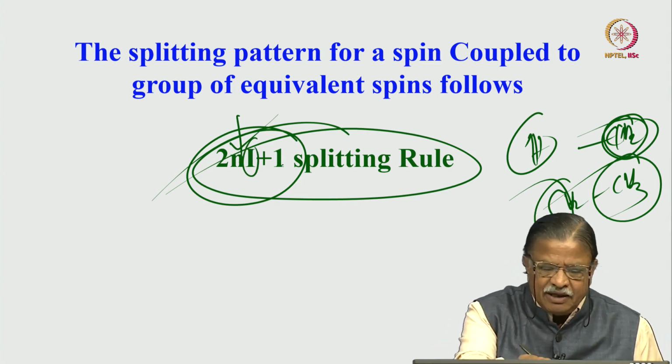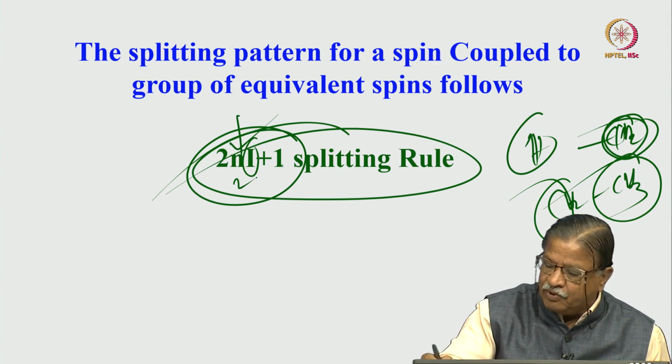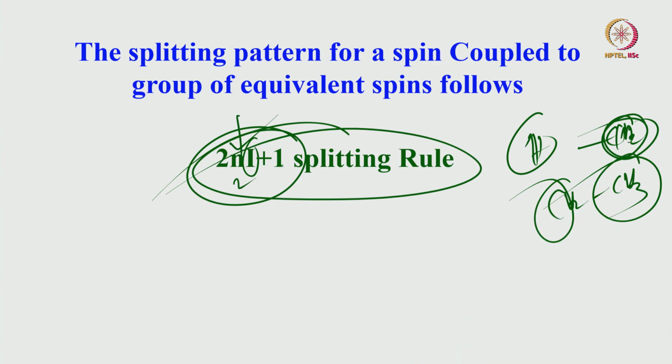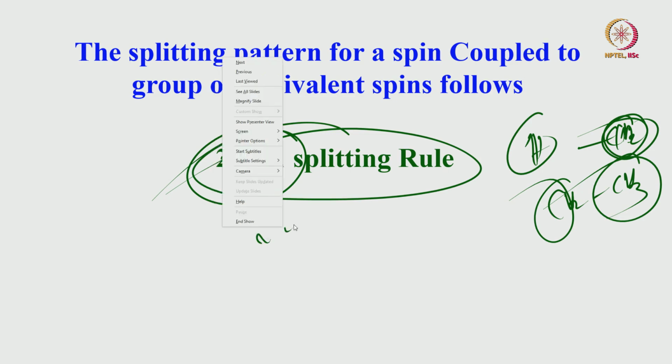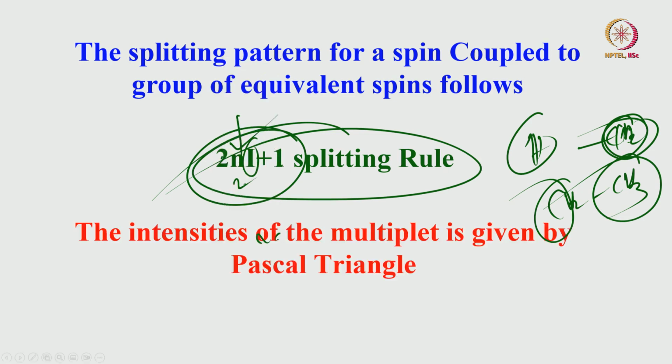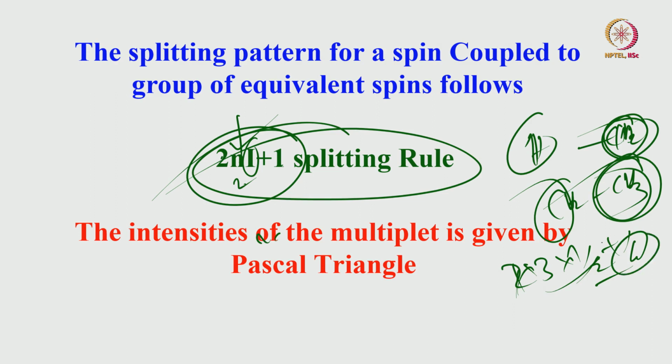So, for example, n is equal to 2, let us say 2 protons as in CH2. When one proton is coupled to CH2, 2 into 2 into half plus 1, it will become 3. When one proton is coupled to CH2, it will become a triplet, a 3-line pattern. When one is coupled to CH3, 2 into 3 into half plus 1, that will become 4. So, we get a 4-line pattern.